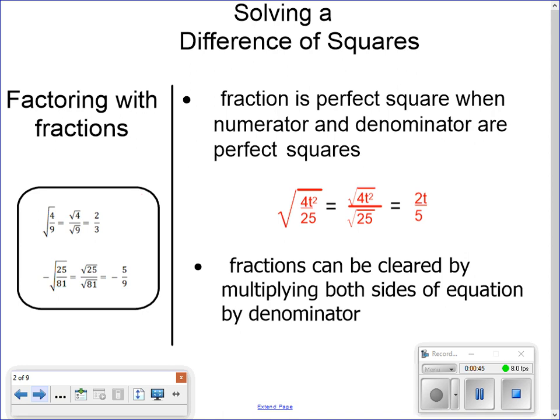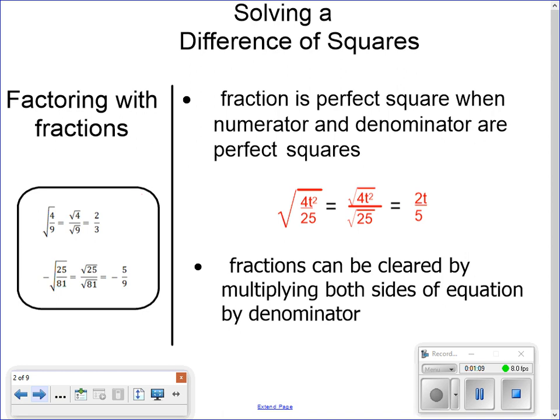Now, when there's fractions, you want to be aware of fractions that are perfect squares. That's when the numerator and the denominator are both perfect squares. So if we look at the square root of 4t squared over 25, both the top and the bottom are perfect squares, and so I could just square root them, and my answer would be 2t over 5. We square root the numerator and the denominator.